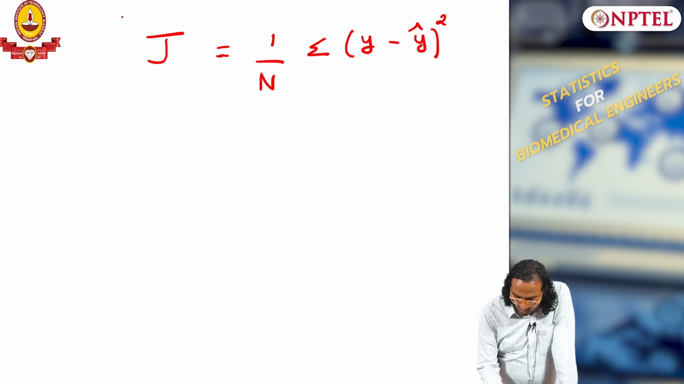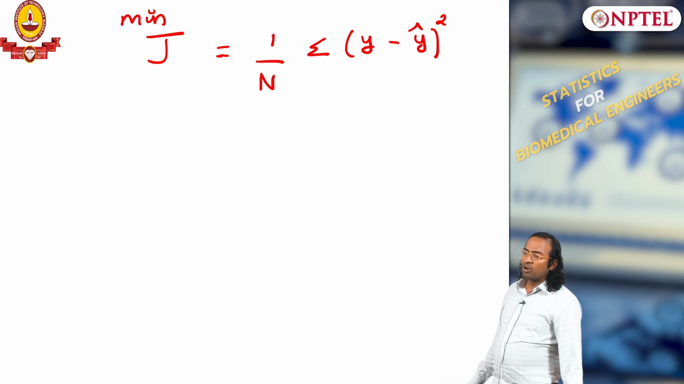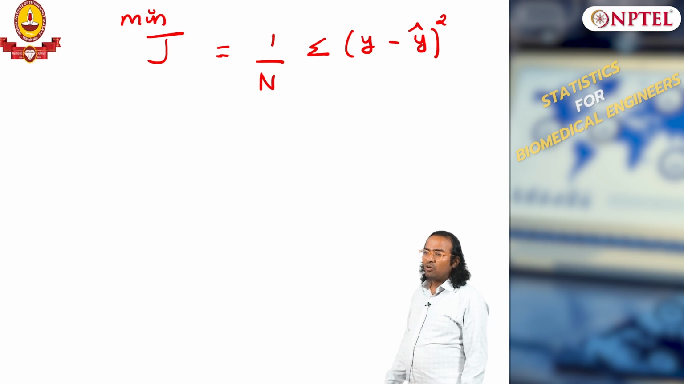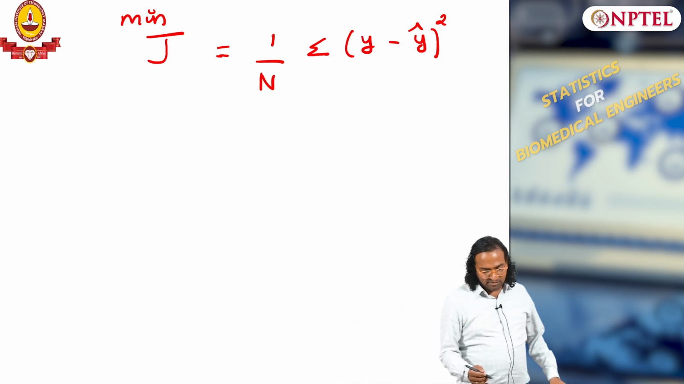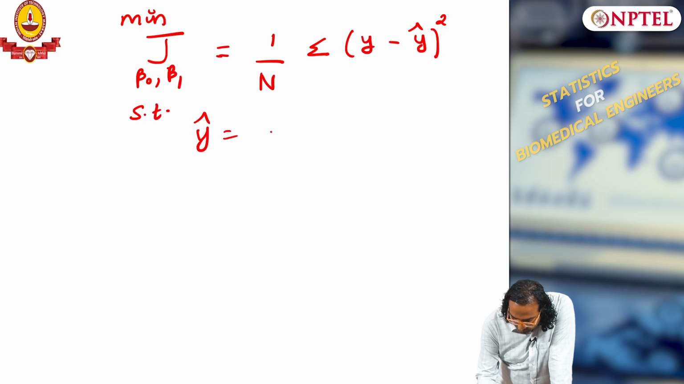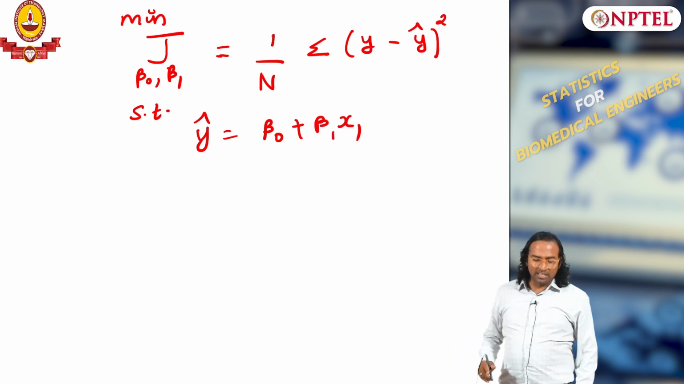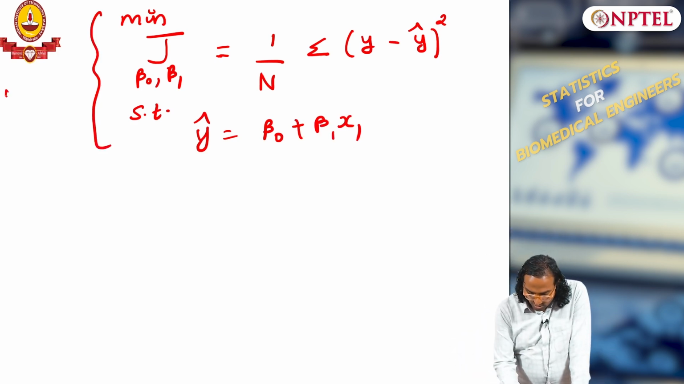So what do I want to do? Minimize this function j, which is 1 over n, summation of y minus y hat, the whole square, by varying beta naught and beta 1, such that y hat is what? Clear? So this is my optimization formulation.